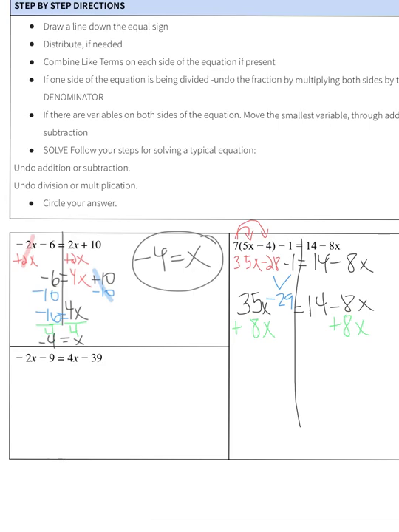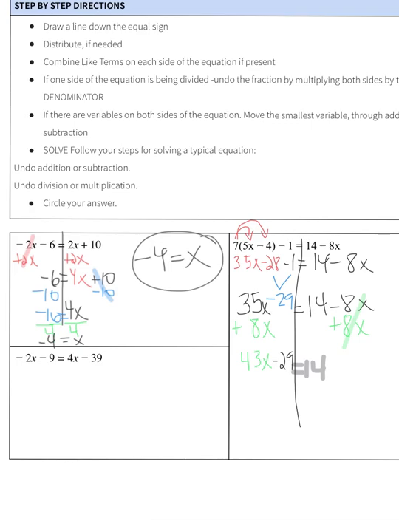Now, we'll start over here. If we have a negative 8x and a positive 8x, we are left with nothing. So the only thing I have on this side of the equation is the number 14. And we have 35 plus 8 is equal to 43. So I have a 43x, and I can't forget the rest of the equation that's there. So 43x minus 29 is equal to 14.